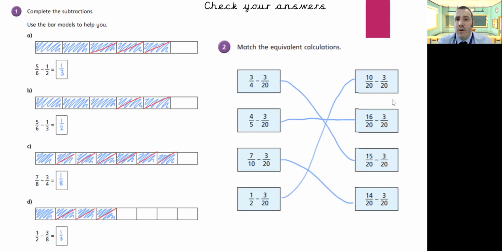Matching our equivalent calculations is exactly the same as what we did on the previous slide we've just been through together. So again, it's finding what the equivalents are in there. So check your answers here, and then we can move on.